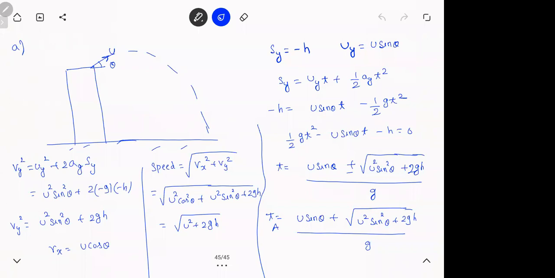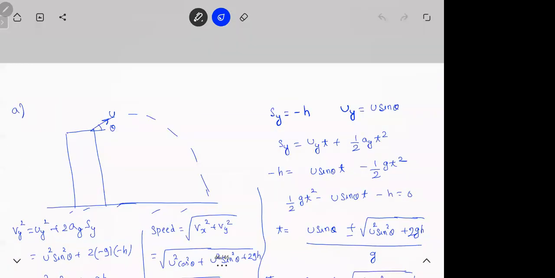Look at the next one. Now you're throwing horizontally. Can I turn the page? Watch what you're doing. You're throwing it horizontally. This is exactly the aeroplane bomb problem now. You throw it with u, and it will go and fall here. What is Sy? Minus h. What is Uy? 0, because there's no vertical component.